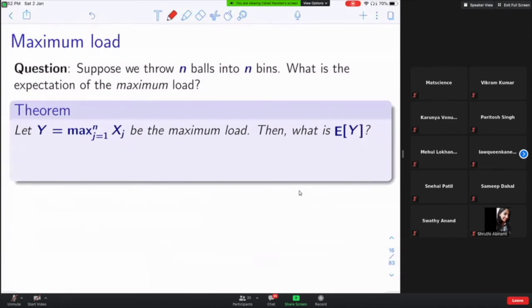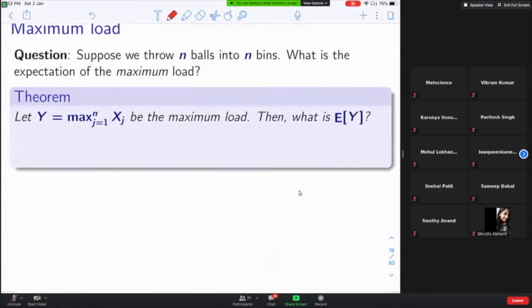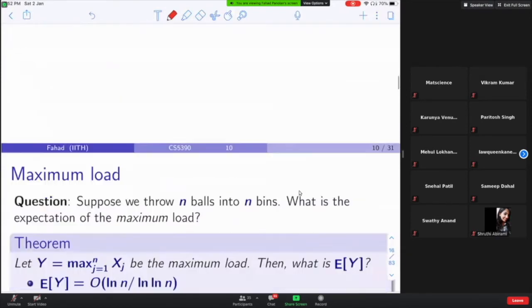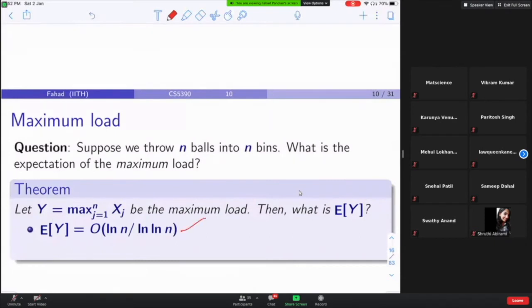So here, this is what we want to ask. Let y equal the max over j going from 1 to n of xj, the maximum load. We want to ask what is the expected value of y. What we will prove here is this. Don't confuse: you can have linearity of expectation, but you cannot just simply take out f of x like this. This is not possible.